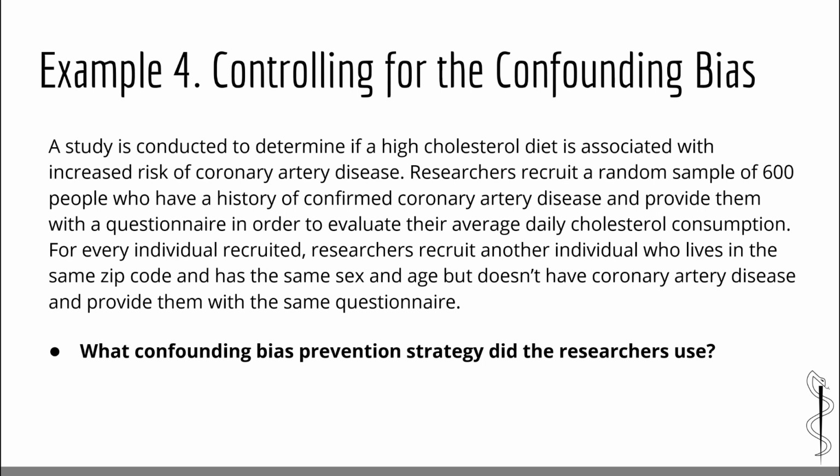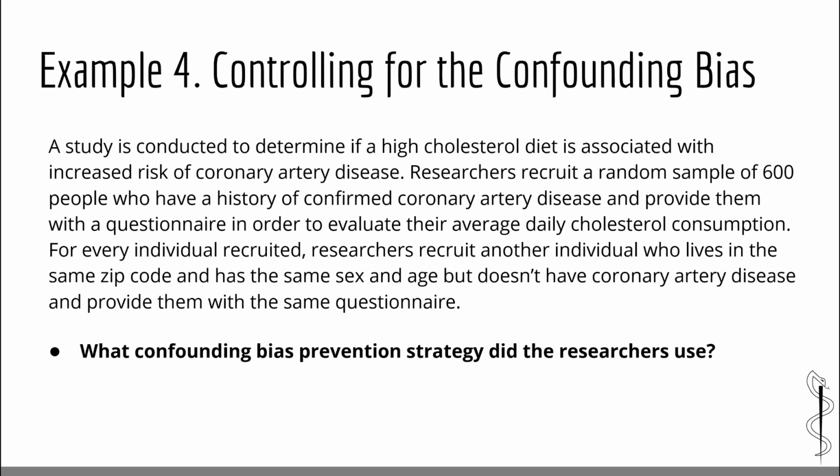Researchers recruit a random sample of 600 people who have a history of confirmed coronary artery disease and provide them with a questionnaire in order to evaluate their average daily cholesterol consumption. For every individual recruited, researchers recruit another individual who lives in the same zip code, has the same gender and age, but doesn't have coronary artery disease, and provide them with the same questionnaire. What confounding bias prevention strategy did the researchers use?